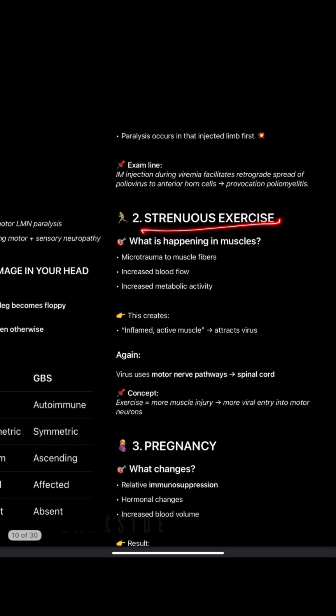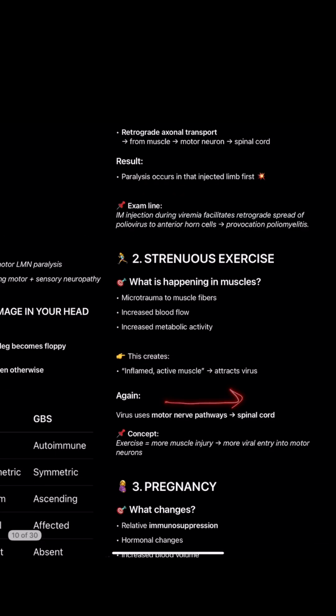Okay. Now, the next thing is strenuous exercise. It will cause microtrauma to muscle fibers. There will be increased blood flow and increased metabolic activity there. So, inflammation, and the active muscle will attract the virus, and hence it will use the motor nerve pathway to the spinal cord, and hence the same retrograde movement, axonal transport.